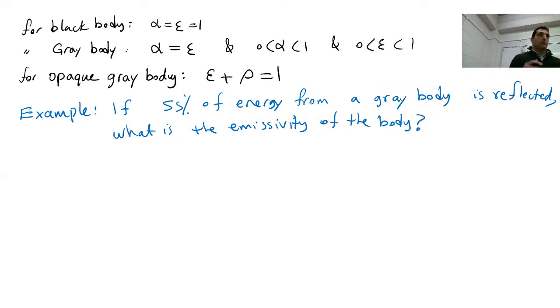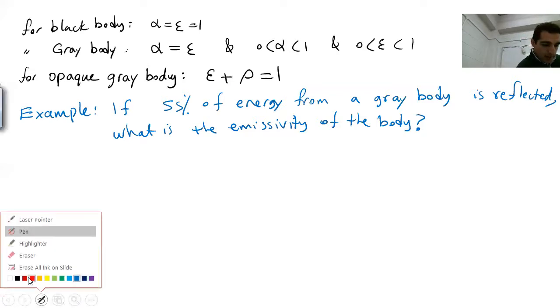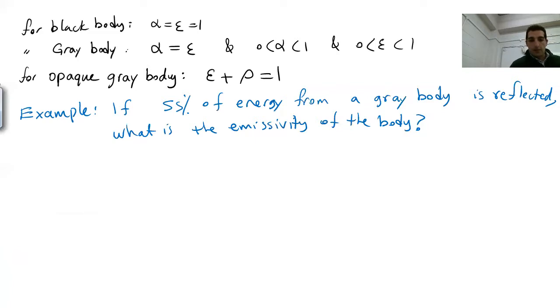Is this for an opaque gray body? Say it again. Is this for an opaque gray body or just regular? It says if 55% of energy from a gray body. That's right, 45. So what we said for a gray body is that epsilon and alpha are the same. And now here it's asking about emissivity, which is epsilon. So if you find alpha, that's the answer already.